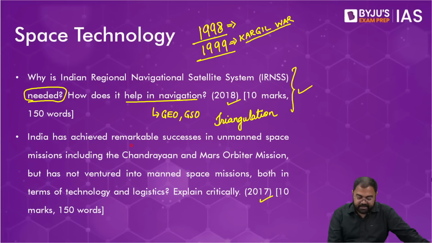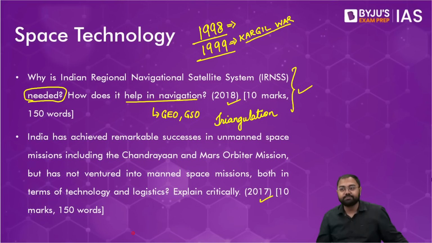Next question. India has remarkable successes in unmanned space missions, including Chandrayaan and Mars orbital missions, but has not ventured into manned space missions, both in terms of technology and logistics. Examine critically. So this was the time when we were talking about the Gaganyaan mission for the first time. That now we'll be working on a human space flight, which has never happened in India until now. So that's where the technological challenges and the logistical challenges come in. It was also pretty much a current affairs based question because it was in the news back then.